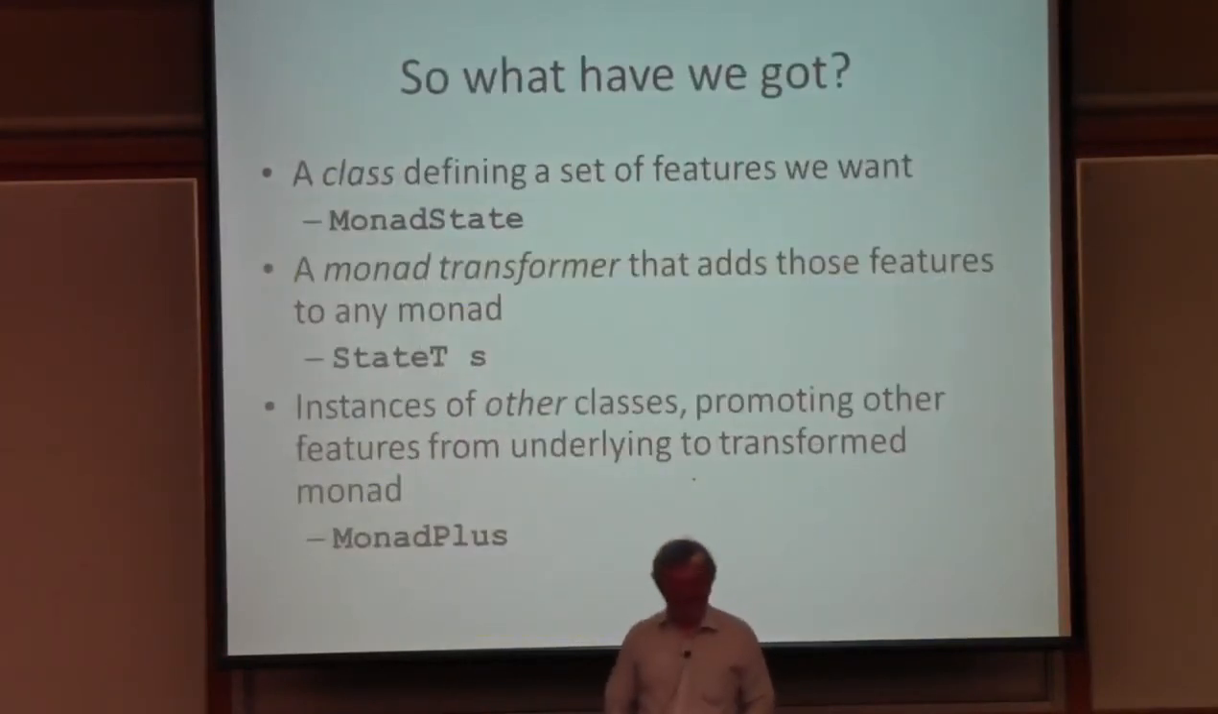So, what have we got now? Well, I've shown you a class that defines a set of features that we want. That's the monad state class. I've shown you a type, a monad transformer, that adds those features to any monad. And I've also shown you that we can take instances of other classes, like monad plus, that promote other features from the underlying monad to the transformed monad. So this gives me a package of things for using state.